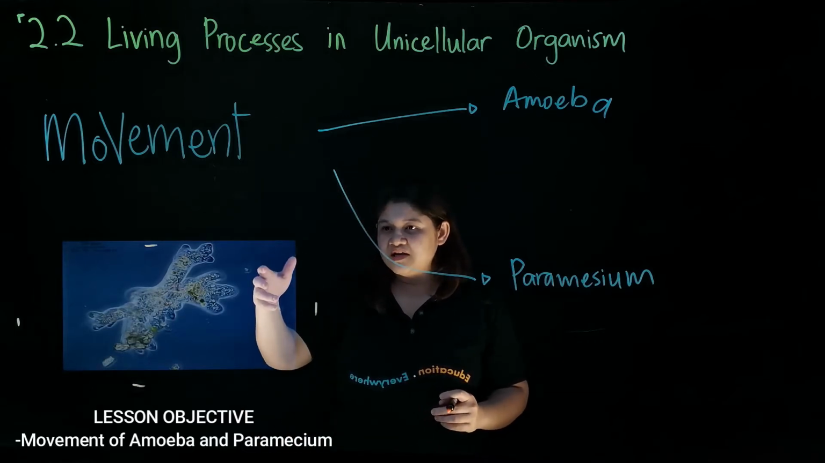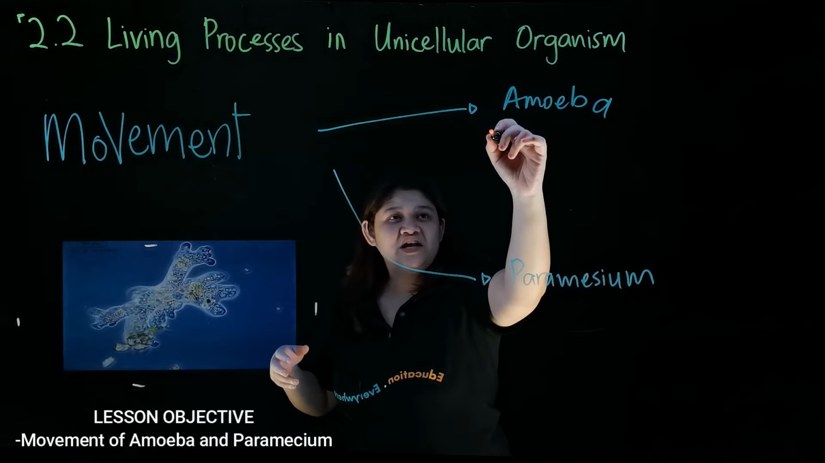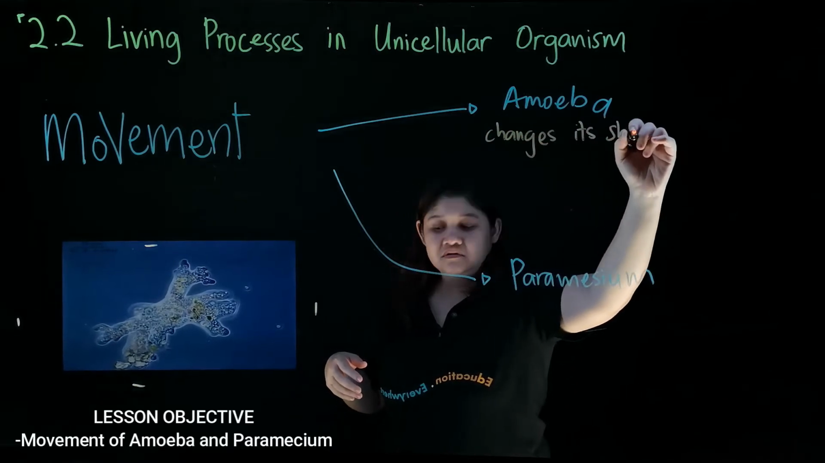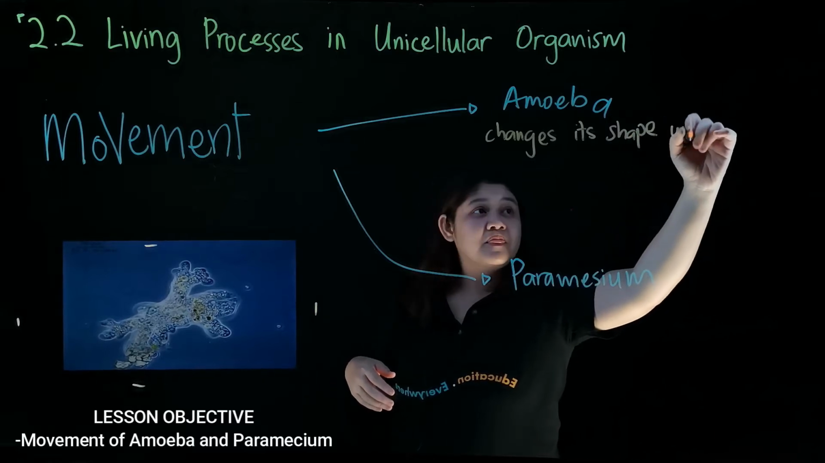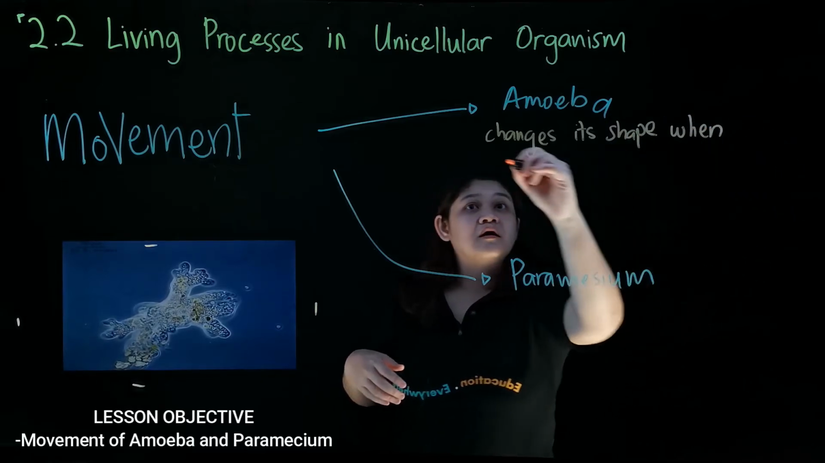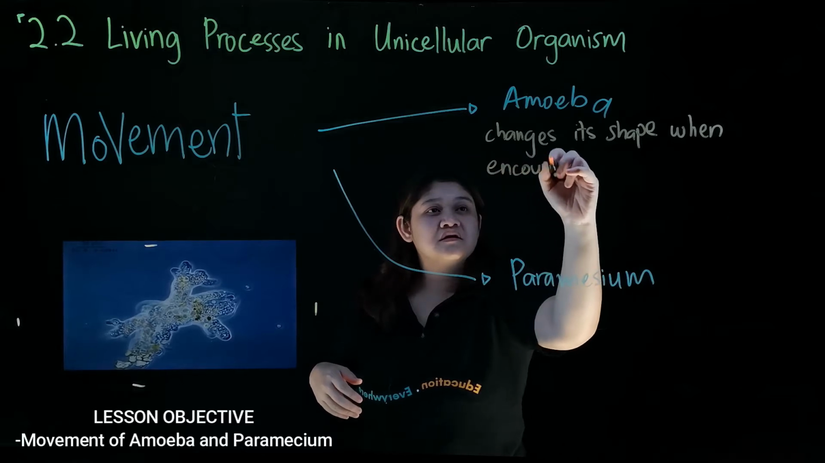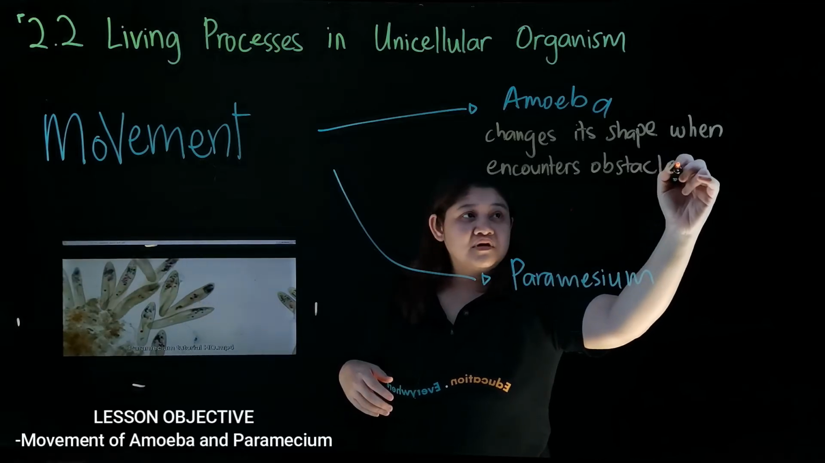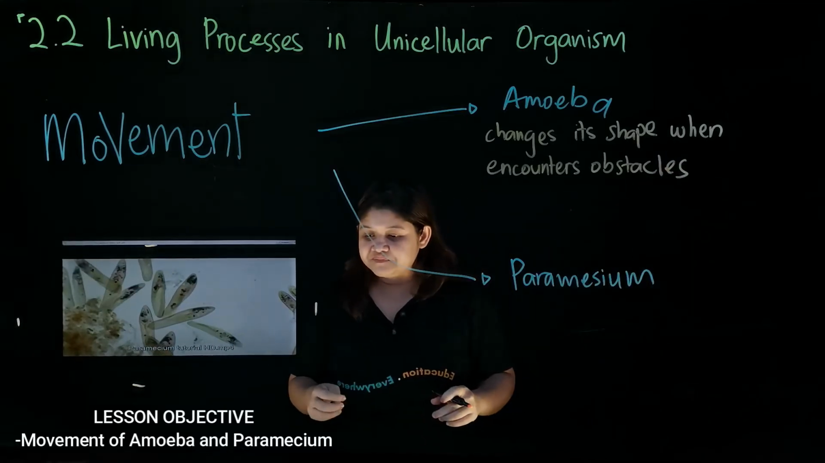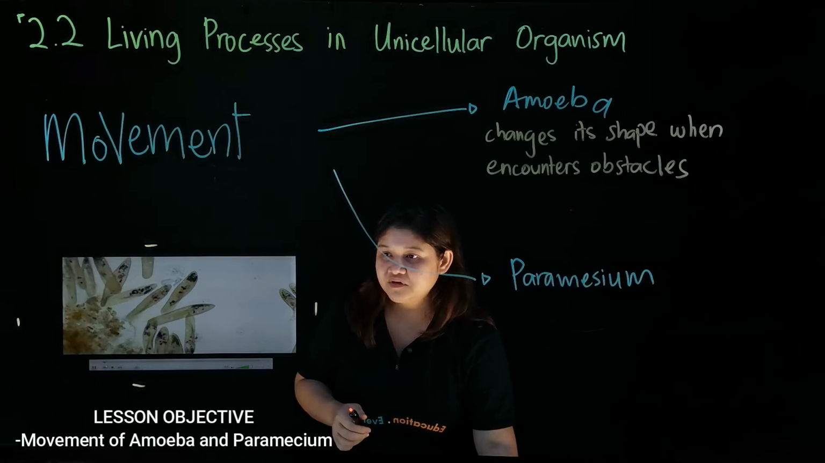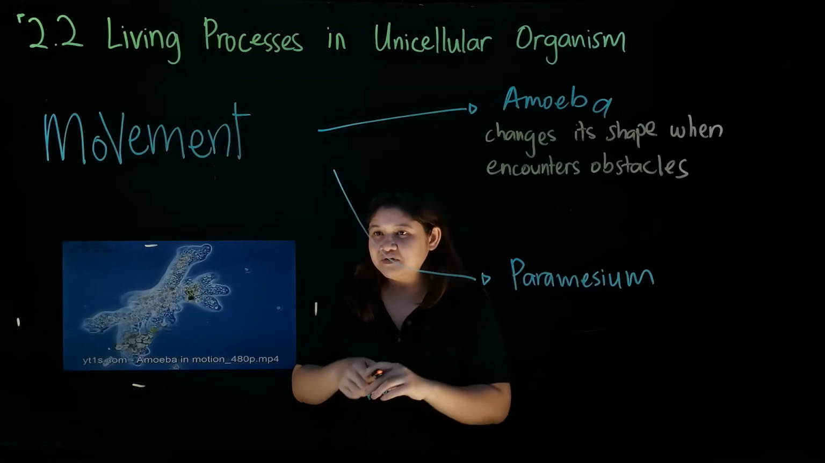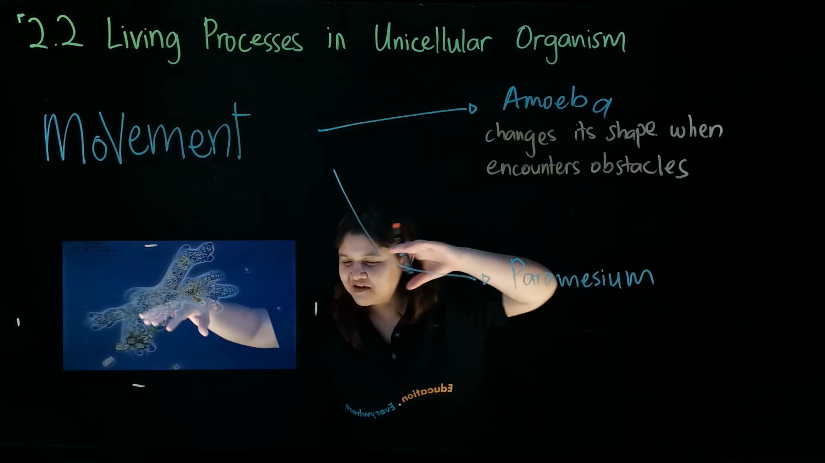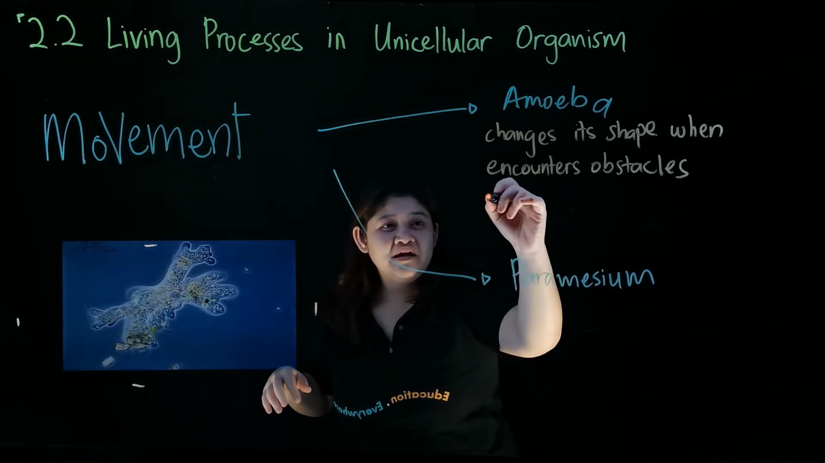So basically what it does is it is constantly changing its shape when it encounters obstacles. The video is quite fast, so I'm going to go back to the video again. What it does is, you can see that there's like an arm extending itself. That is what we call extending.